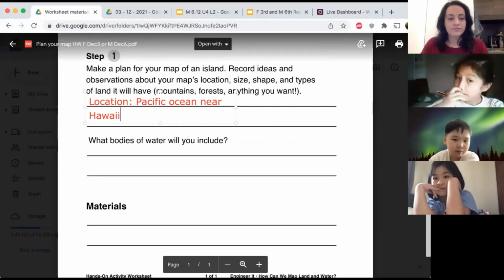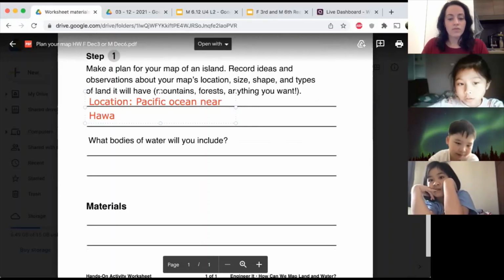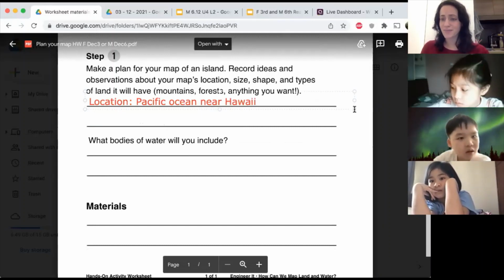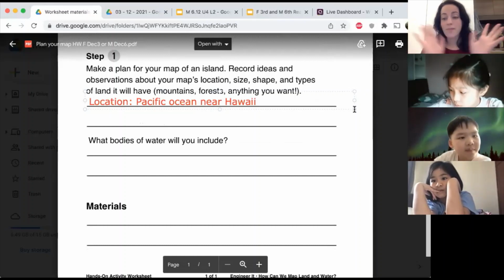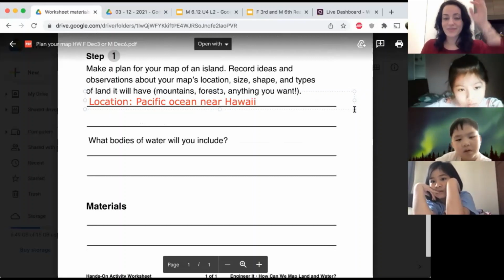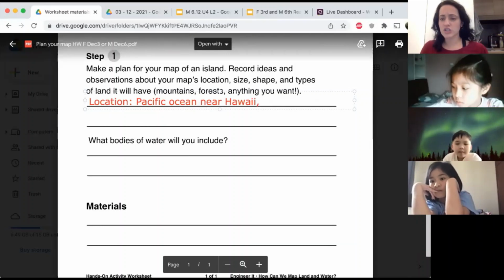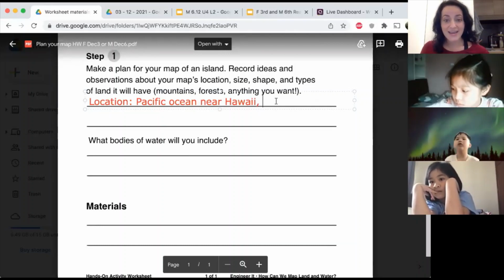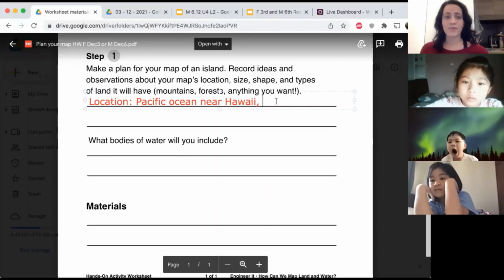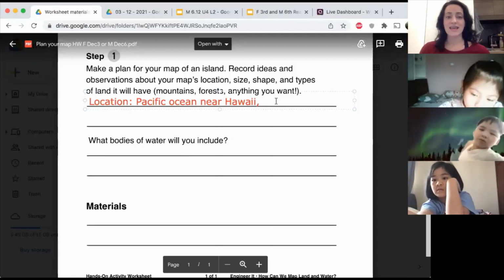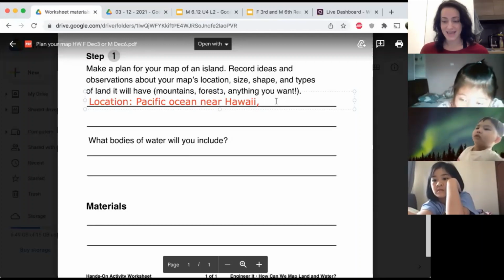How many days do we need to do this? Hawaii. But today you're just making the plan. That's it. You're not making the map yet. You're just doing the worksheet tonight. So your location could be Japan, Taiwan, the Bermuda Triangle. It can be in the Atlantic Ocean, in the Indian Ocean, in the Red Sea, okay?